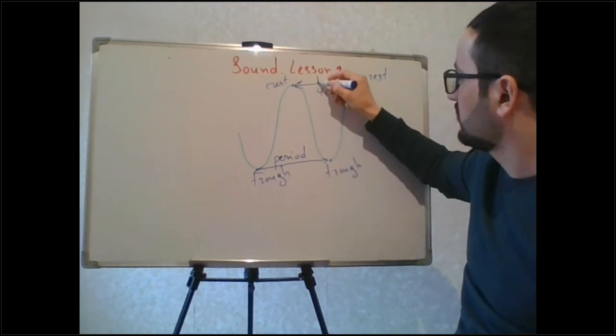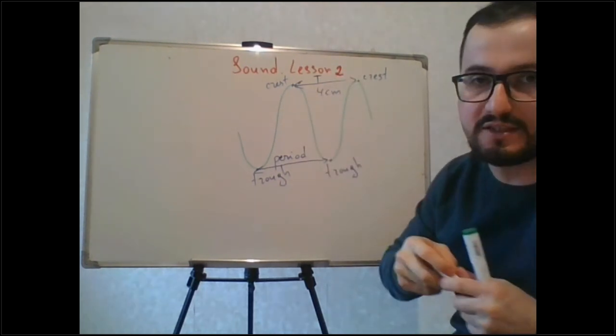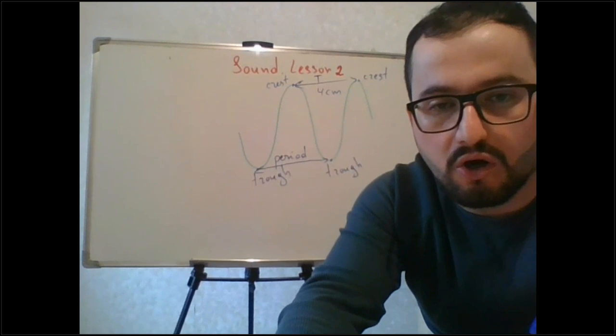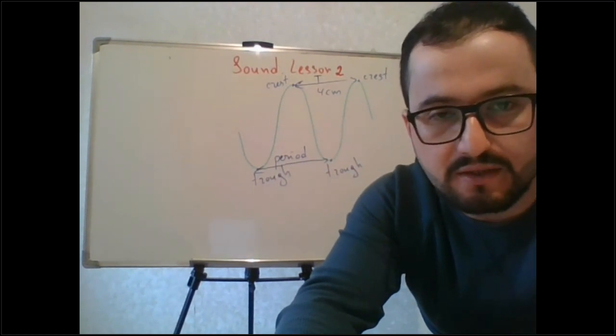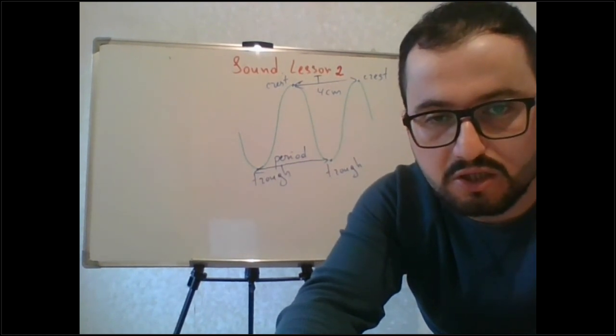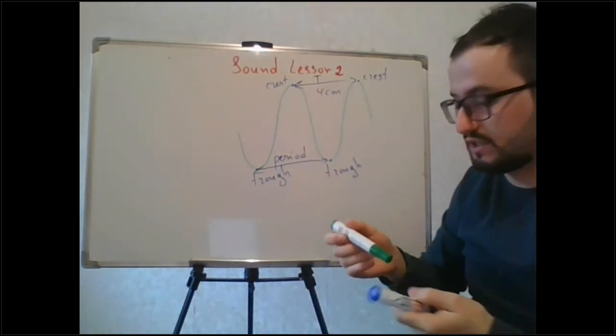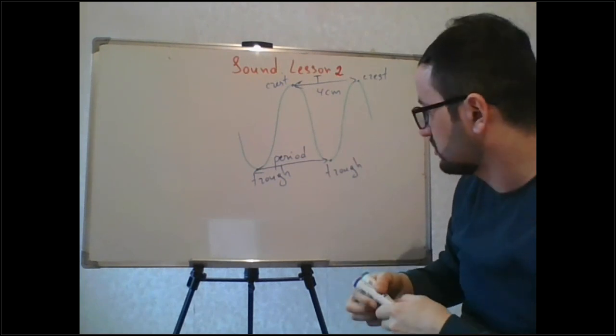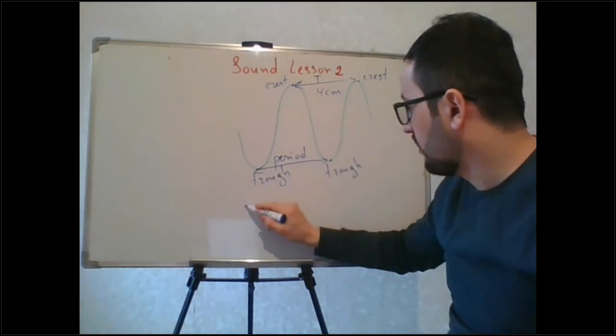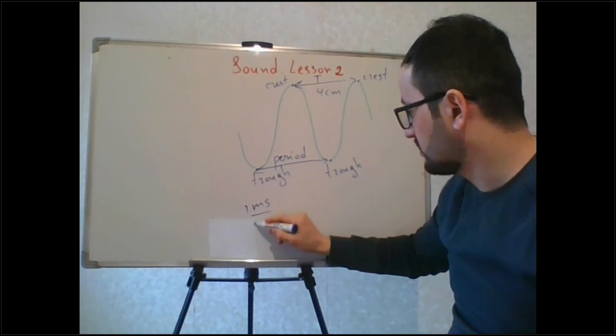The symbol of period is T, yes? So they thought that it's 4 centimeter, period equals 4 centimeter, 1 millisecond per centimeter. The oscilloscope time scale is 1 millisecond per centimeter.